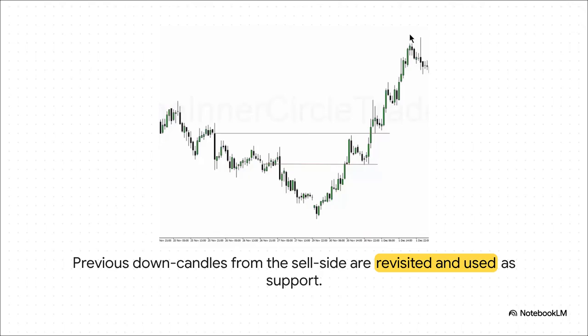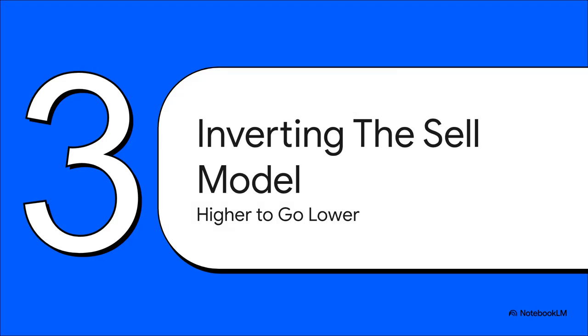It finds support and continues higher. That, right there, is a bullish reclaimed order block in action. So cool. Now, if you understood the buy model, you're going to love this, because the sell model is literally just the mirror image of what we just learned.